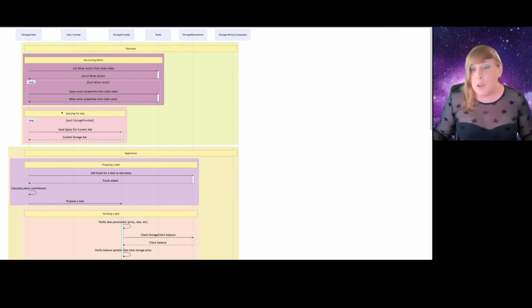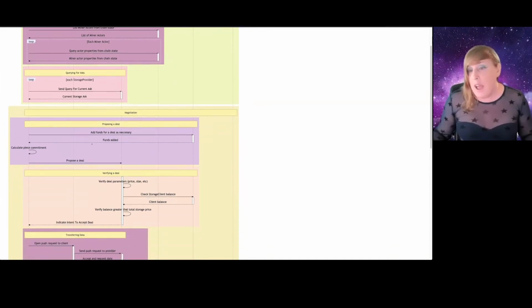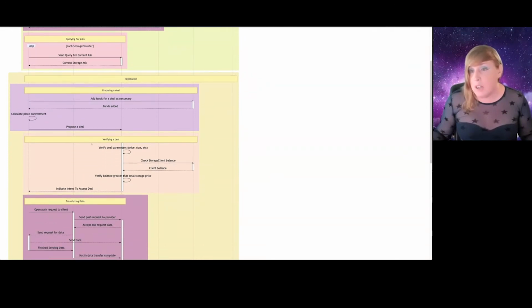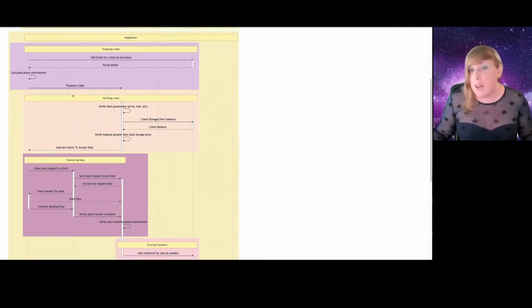The next thing we do is we query for asks, so we can send a query to each storage provider we're interested in, and that will respond with their current storage ask. Now we have decided on a provider, and we're going to go ahead and start the deal negotiation process.